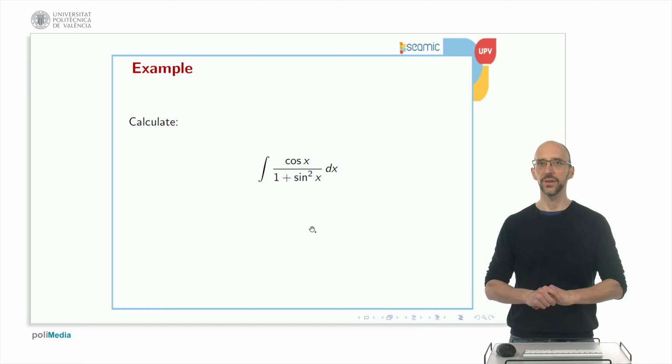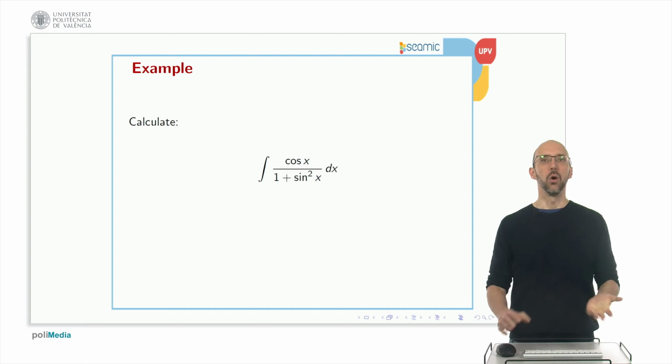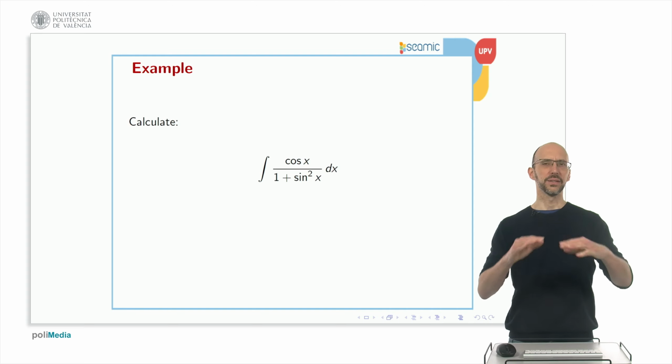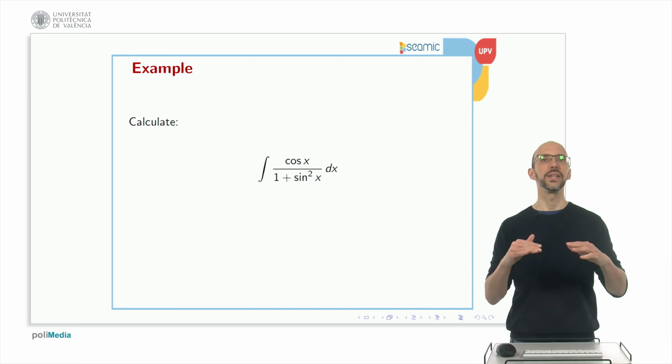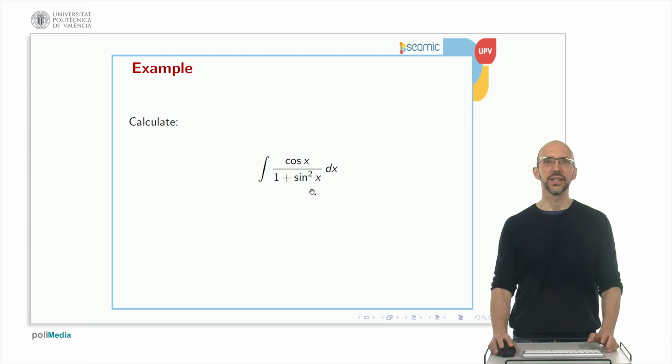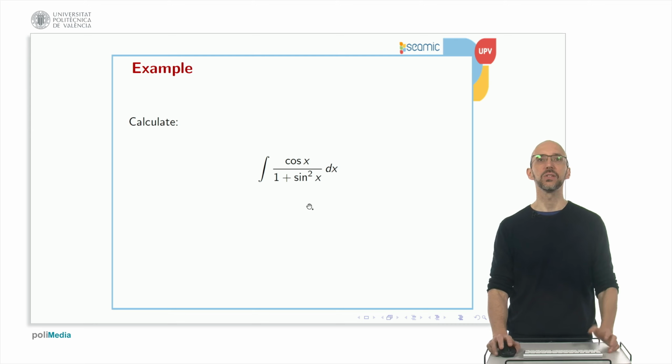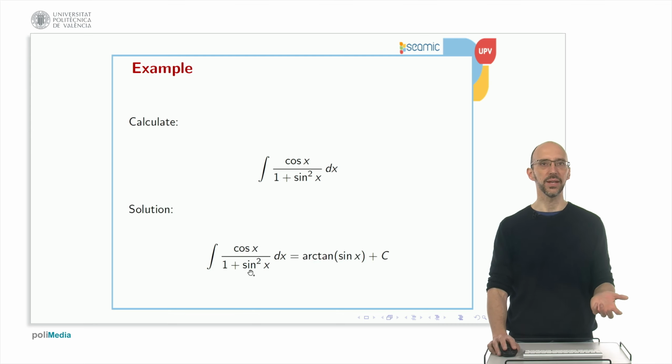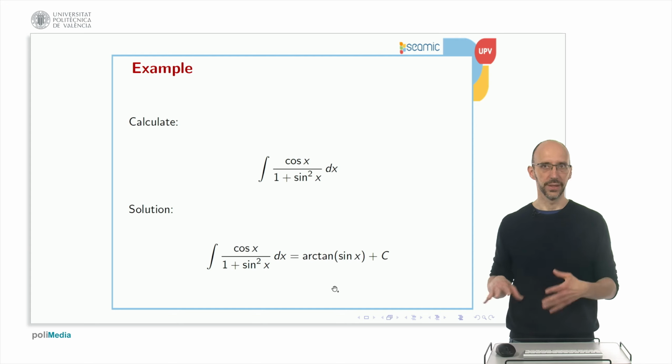Another example, piece of cake again, cosine of x divided by 1 plus sine squared of x. Okay, do you see the pattern? This is a fraction. On the denominator, I got 1 plus sine squared of x. So I got a function squared and the derivative is on the numerator. So let me write it again. The derivative of sine is cosine. So this is the arctangent of sine of x.